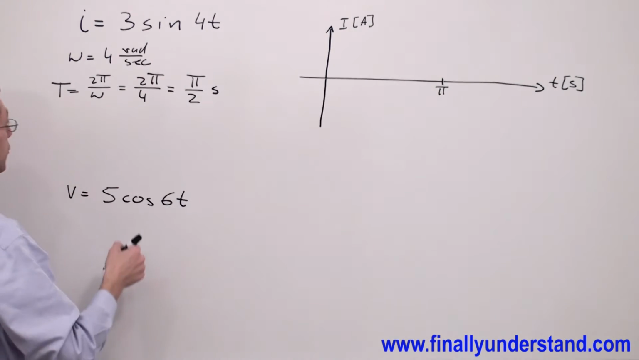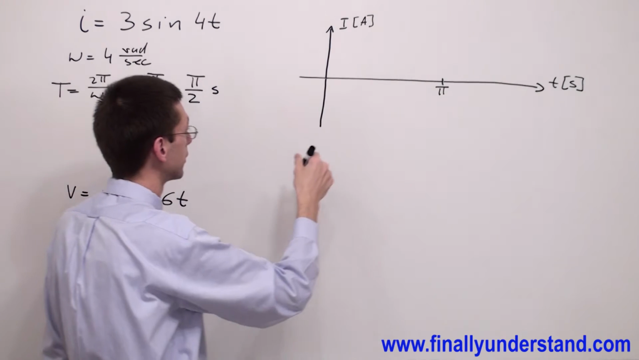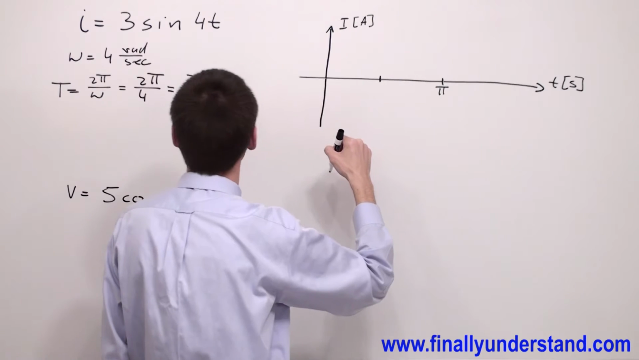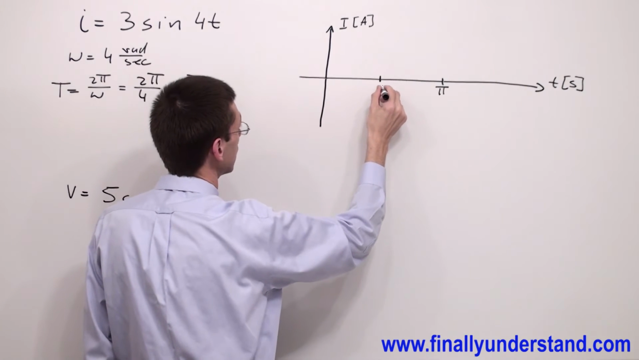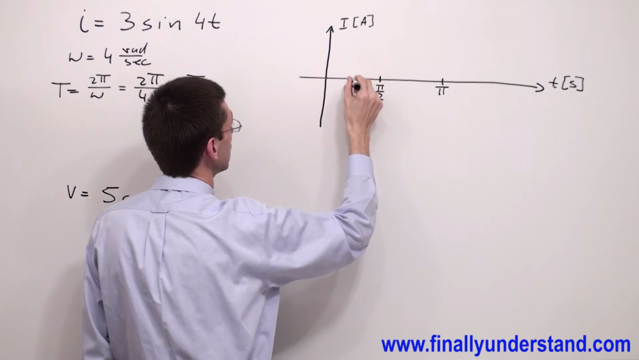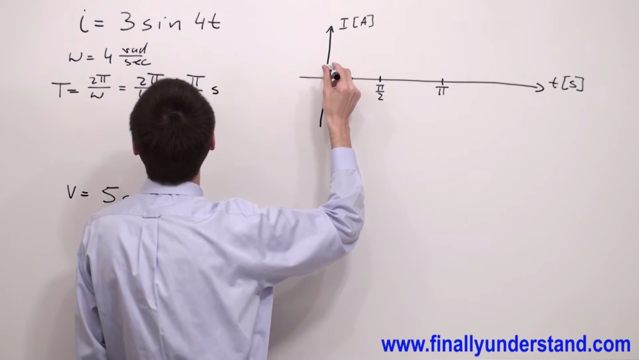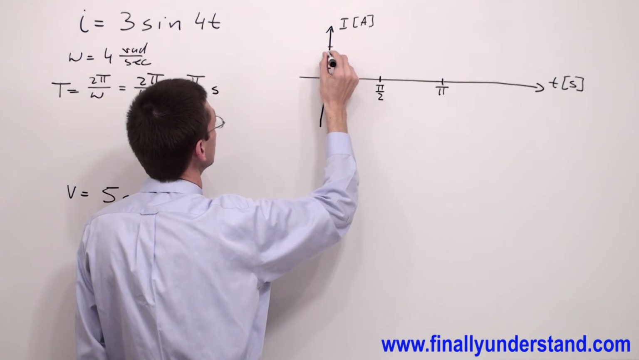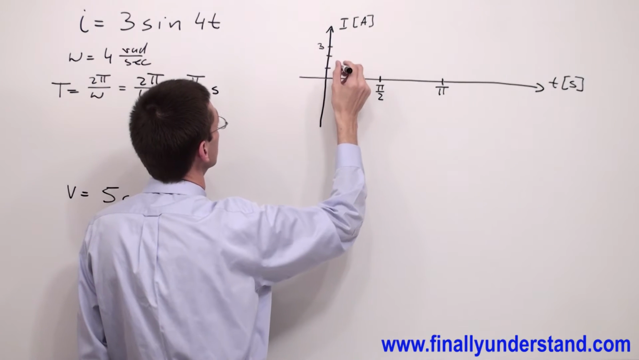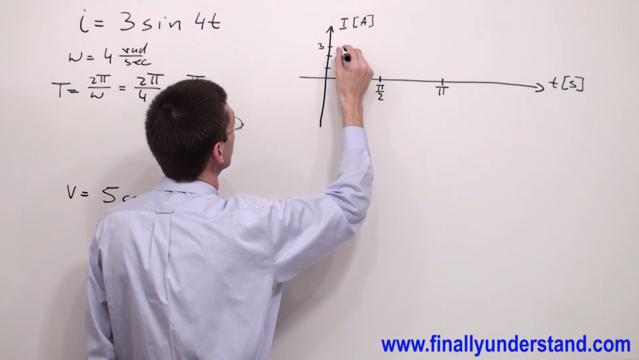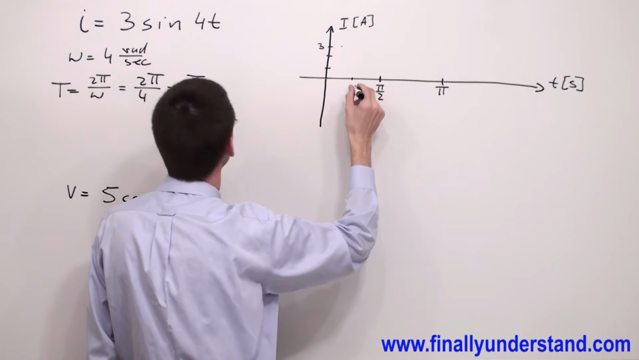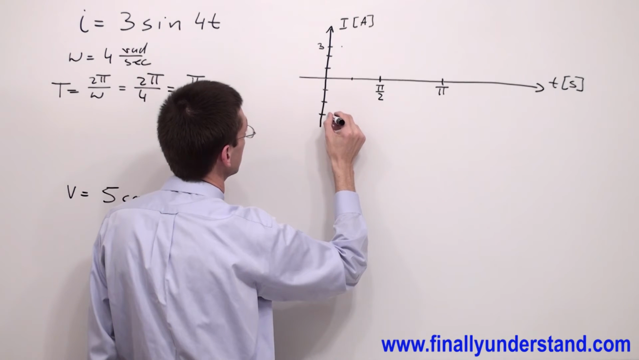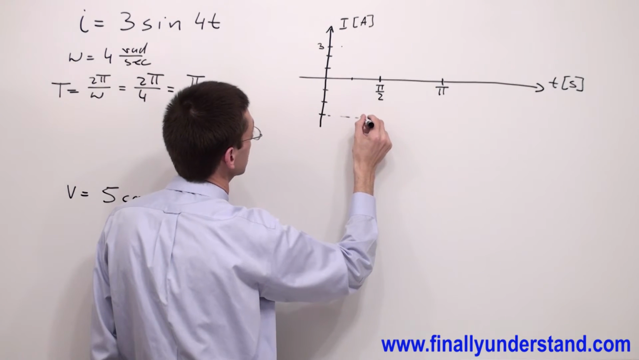The period of my waveform is pi over 2. So I have half pi. This is the sine wave. And I have amplitude 3, approximately over here. 1, 2, 3 amps. So this is going to be my positive peak. This is going to be 1, 2, 3, negative peak somewhere over here.